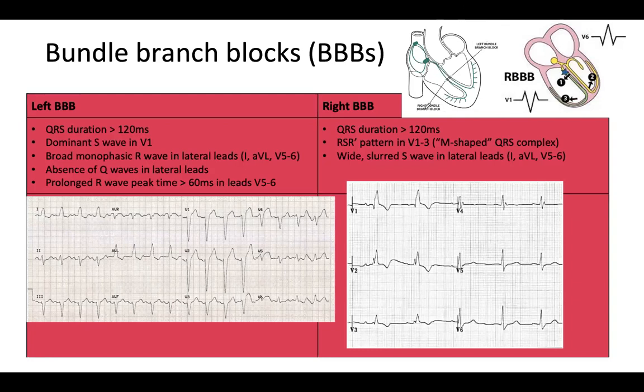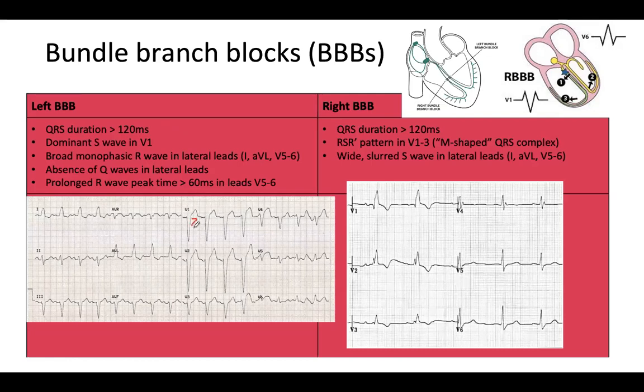Yes. Okay, good. So in left bundle branch block, there's a problem with the left bundle. So the impulse from the AV node can't be conducted down. So depolarization happens in the right bundle, then only later in the left bundle. And it has to basically occur via other pathways because this left bundle is not working. So what you'd see on your ECG is that the QRS duration is more than 120 milliseconds. There is a dominant S wave in V1.